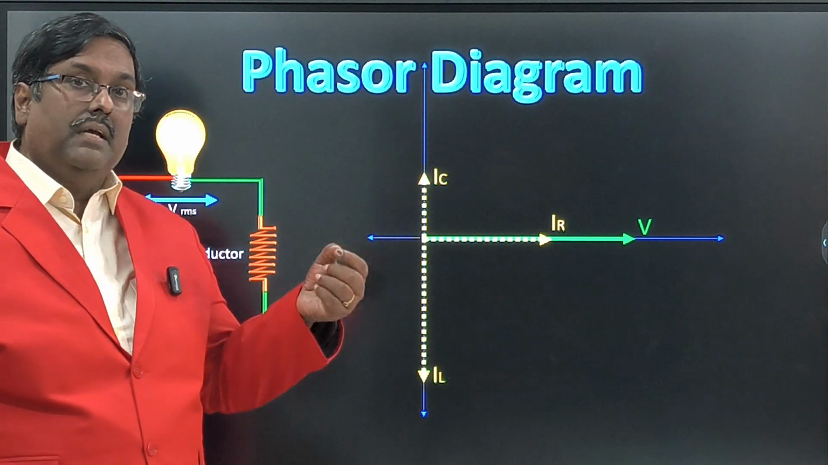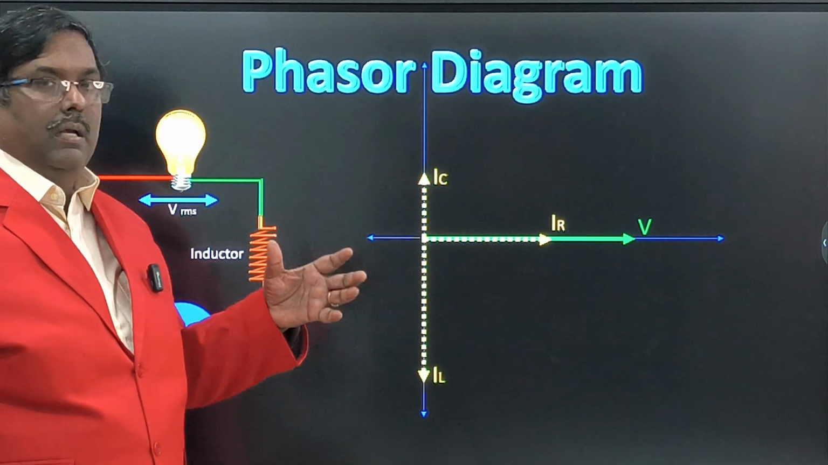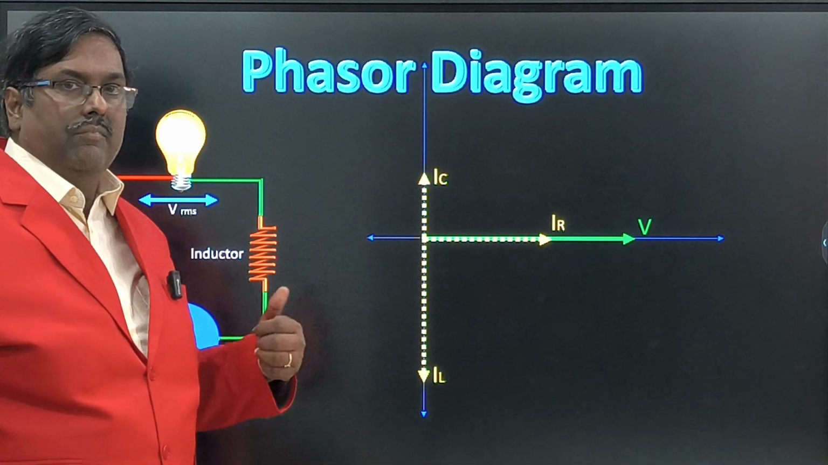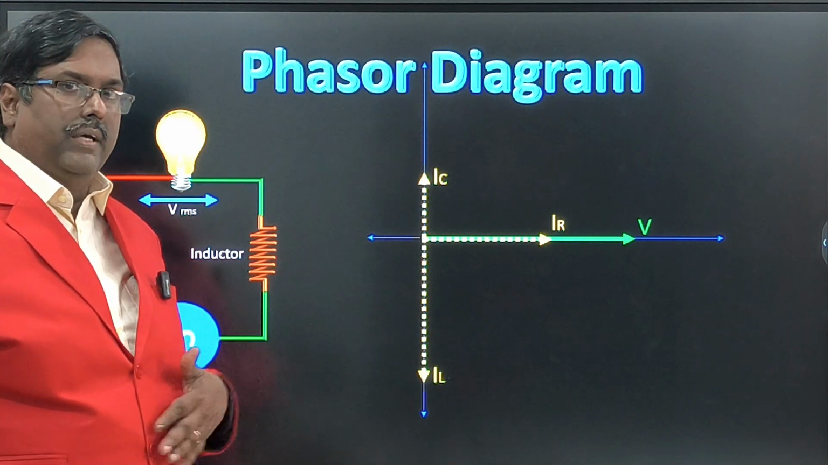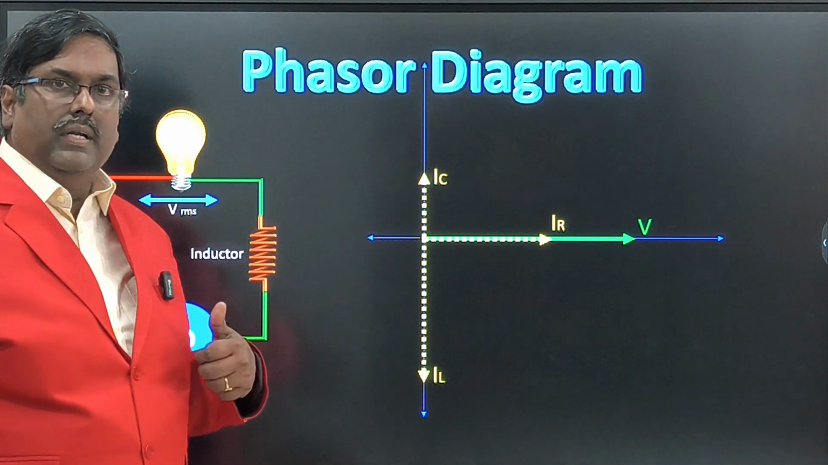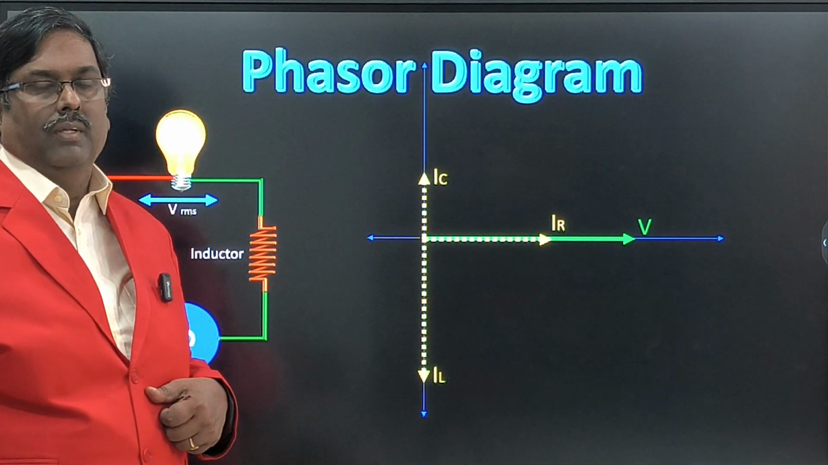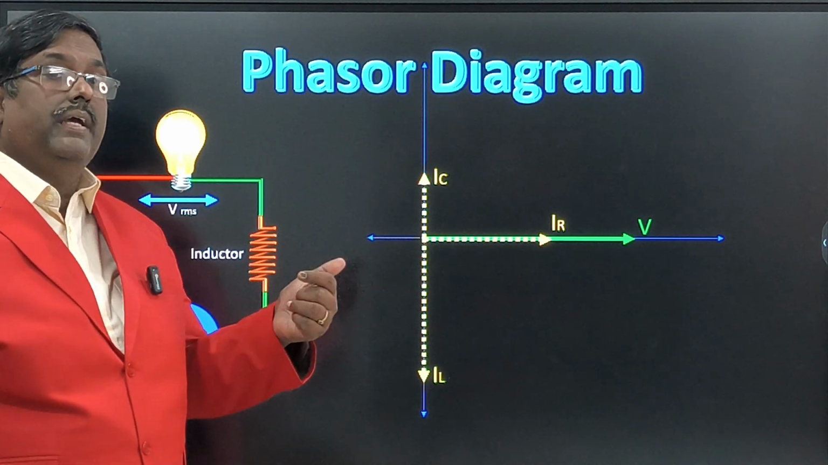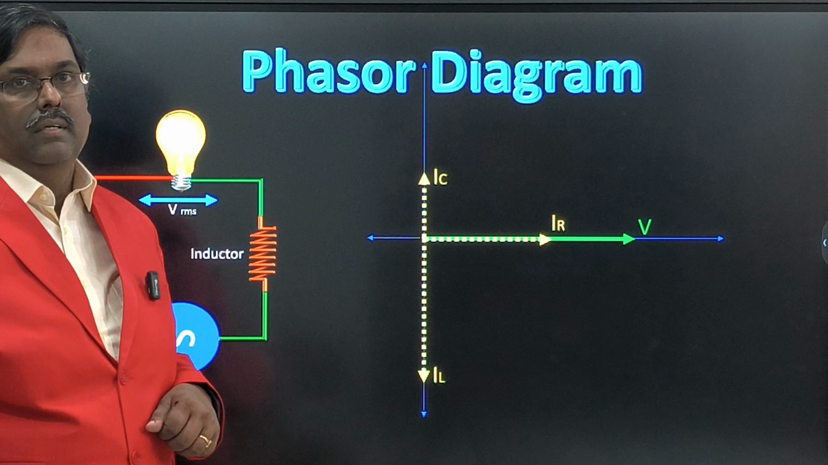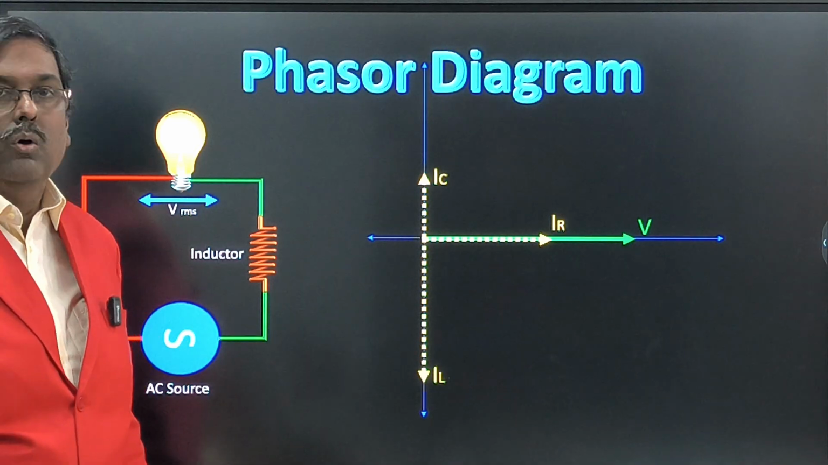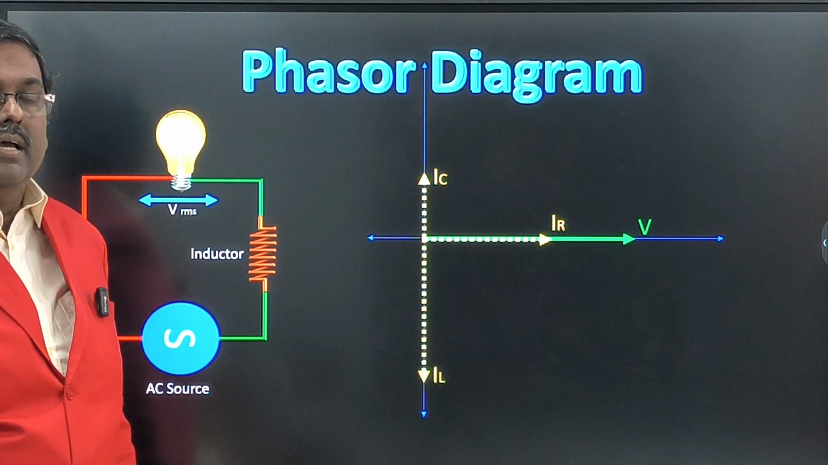Vector means it has magnitude and direction. What is direction? See, for example, if a train is moving, we can say that the train is moving. That is a scalar quantity, the train is moving from this point to that point. But if you say the train is moving in the northern side, or the southern side, or northwest side, then you are mentioning along with that one more thing, direction. That is why we are calling it a phasor diagram or vector diagram.